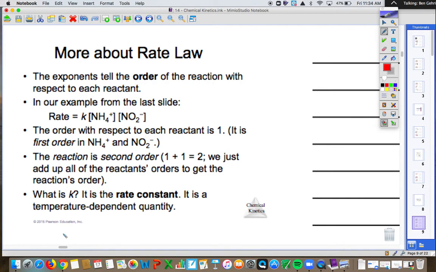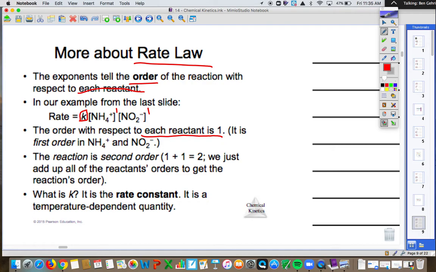When we do this, what we're looking for is the rate law, because what has been discovered is that different reactions have different rates. They change in different ways. And so your exponents tell the order of the reaction with respect to each reactant. For example, we had k, which is our rate constant, k times the concentration of ammonium times the concentration of nitrite. Because these are both raised to the power of 1, this is going to be a first order reaction for ammonium and a first order reaction for nitrite. So again, each reactant has a rate order of 1. So it's first order for both of those.